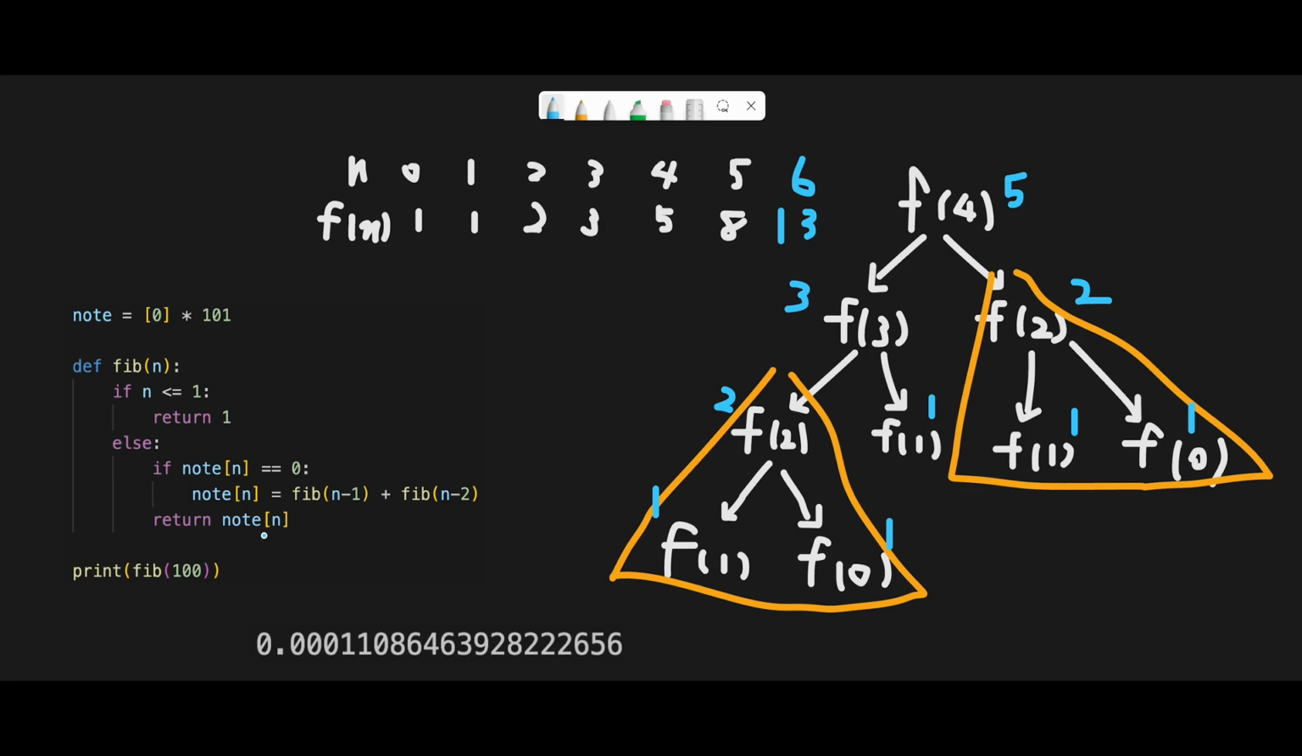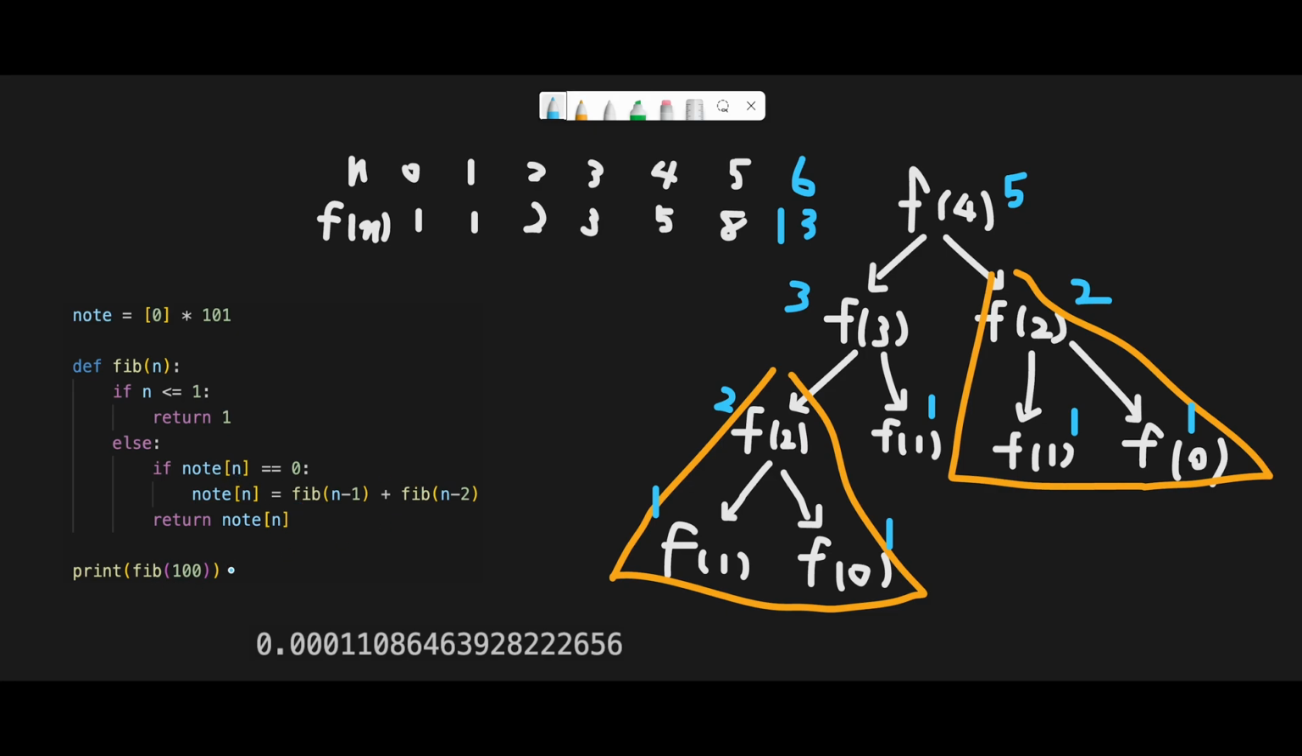In the end, I timed the algorithm and got something like 0.00011. So it's very efficient because we can improve the time complexity from 2^n to linear time. If we have a memo list, we calculate each number once. So that's why the time complexity should be O(n).